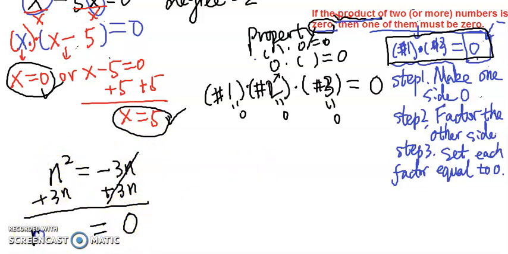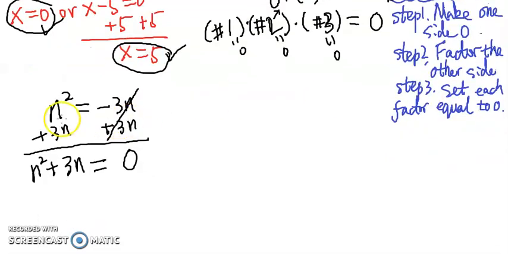On the left-hand side, n squared plus 3n, they're not like terms. They cannot be combined. We just have to leave them. Just write down n squared plus 3n. So now we got the first step done, make one side 0. Now the right side is 0.